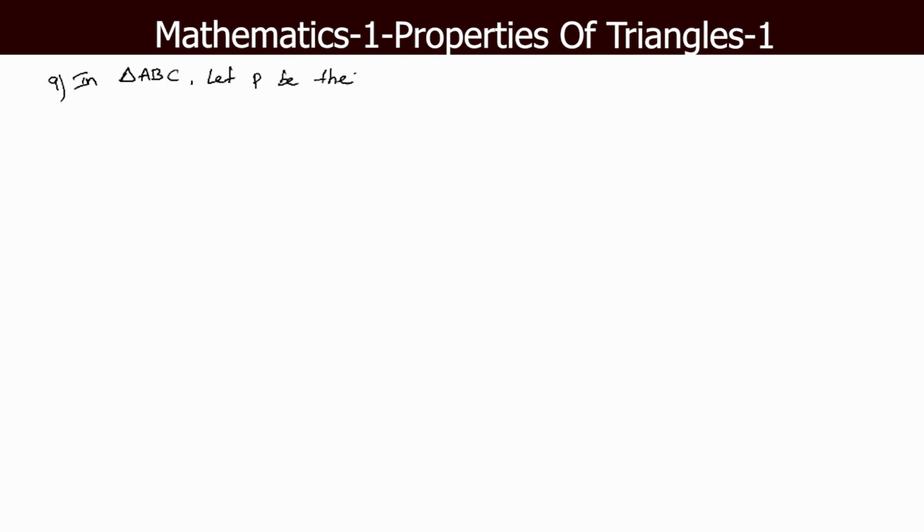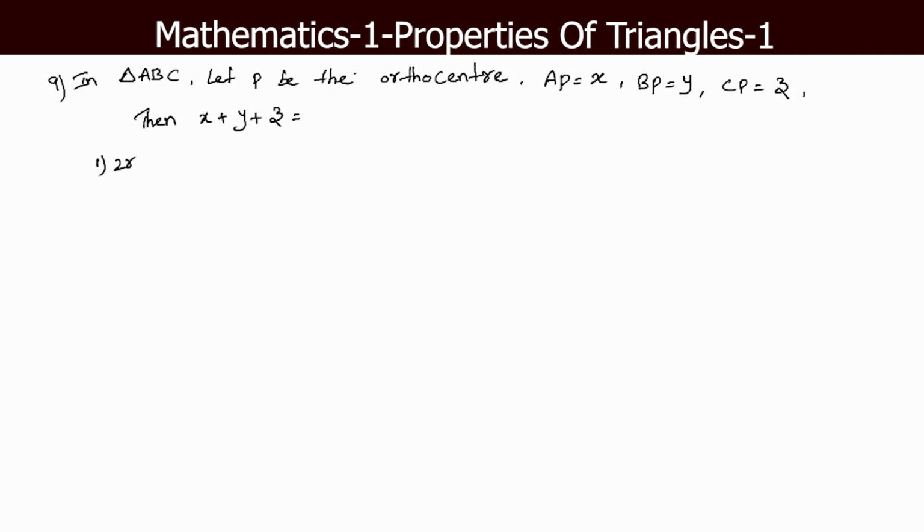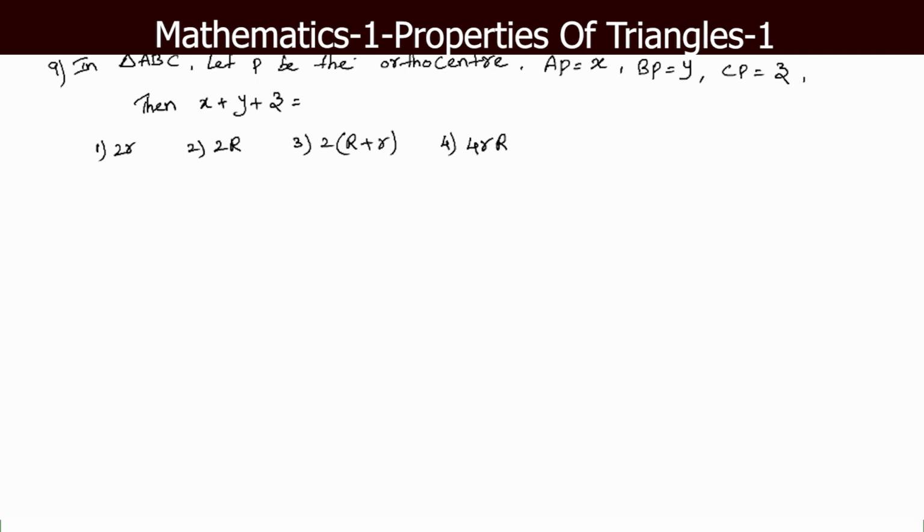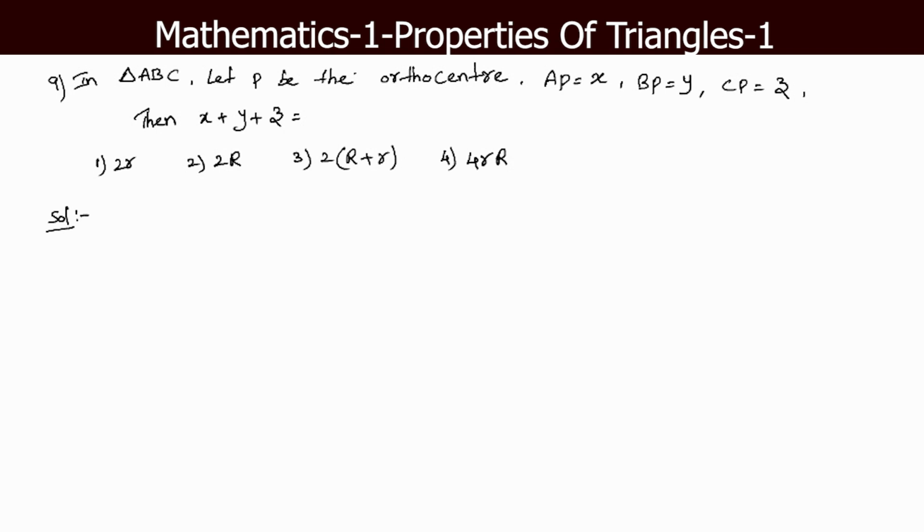Next, problem 9. In triangle ABC, let P be the orthocenter and AP is equal to X, BP is equal to Y and CP is equal to Z. Then X plus Y plus Z is equal to: 1) 2 small r, 2) 2 capital R, 3) 2 into capital R plus small r, 4) 4 small r capital R. Now suppose AD, BE, CF are the altitudes meeting at the orthocenter P. By hypothesis you are given that AP is equal to X, BP is equal to Y, CP is equal to Z. Now X is equal to AP, but AP is 2R cos A.